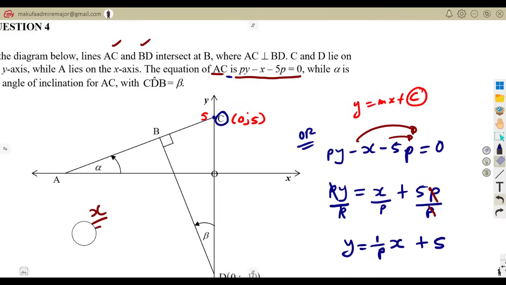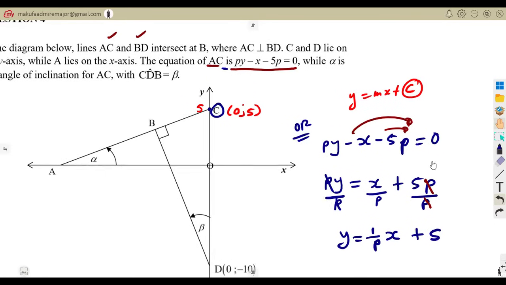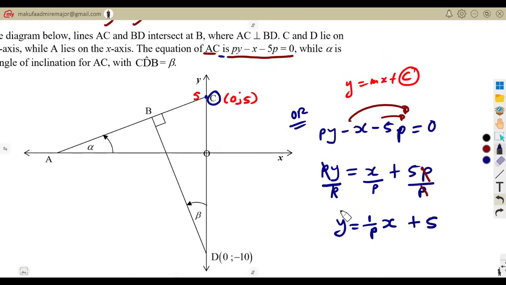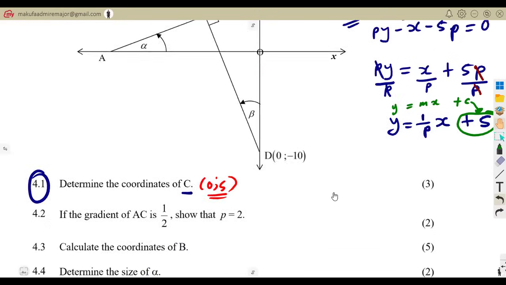So as we can see from this presentation of our equation, if we say y is equal to mx plus c, the y-intercept is 5. So you will know that, okay, the point there is at what? At 5. So therefore, c will be (0, 5). All right? So that is how we could have calculated the coordinates of C. So many ways that we could have done that.